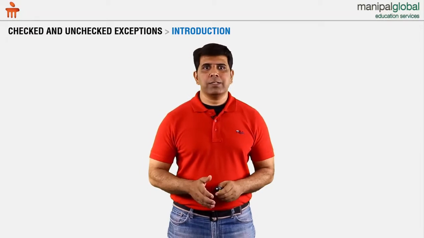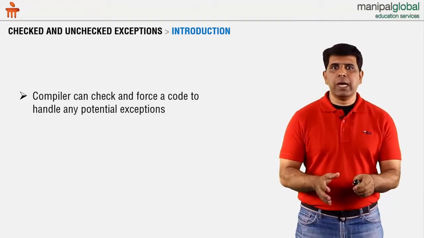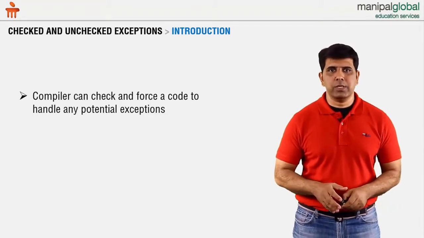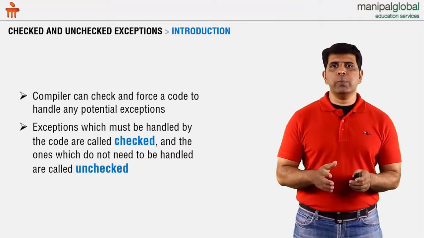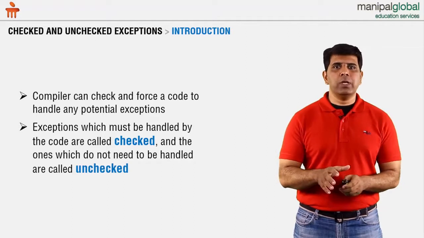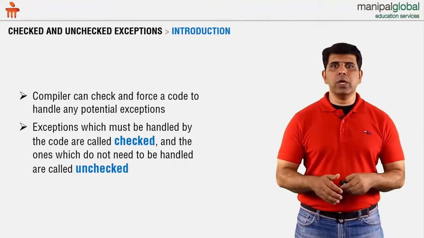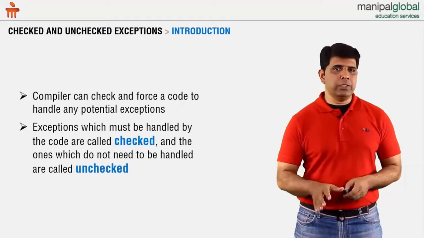Hello and welcome to this lecture on checked and unchecked exceptions. The compiler can check and force code to handle any potential exceptions. Exceptions which must be handled by code are called checked, and the compiler actually gives you an error if you don't do that. And the ones that do not need to be handled are called unchecked.